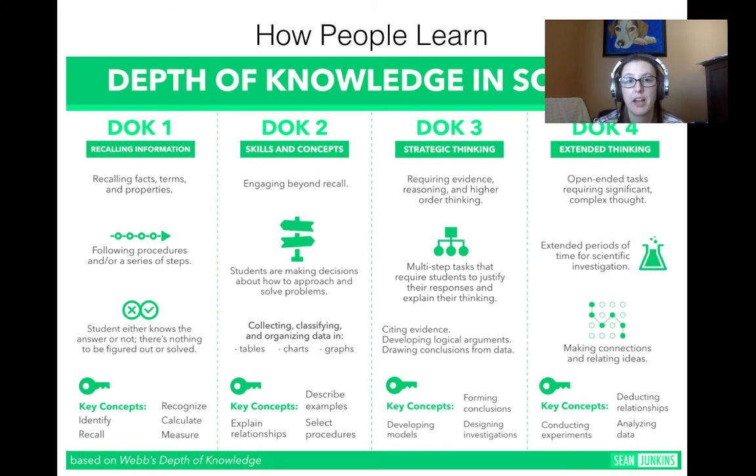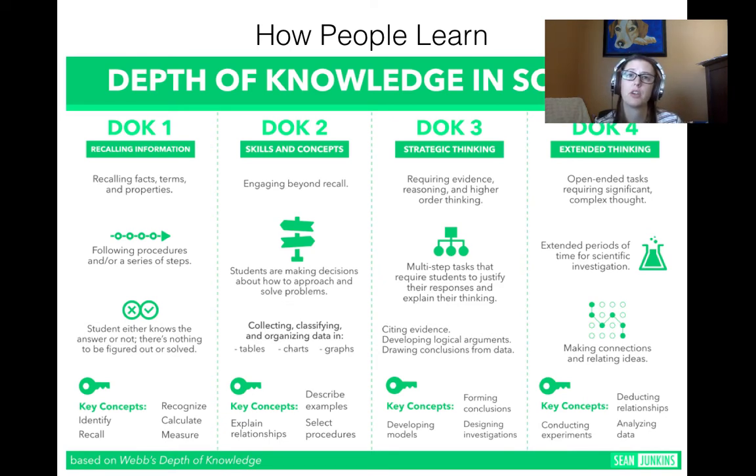The next level above that, because often you have to be able to know various terms and things like that in order to move forward, the skills and concept level, is when you start to engage with the material beyond just remembering what these words mean. So you're starting to make decisions on how to approach and solve problems yourself. You're starting to classify and organize the data, so you have to have some understanding of that data before you can classify and organize it. The third level is strategic thinking. Now you have to start reasoning with whatever it is you're working with. This is a much higher order thinking than levels 1 or 2.